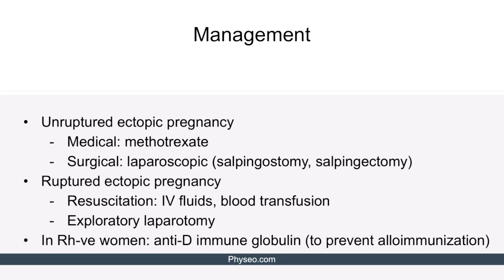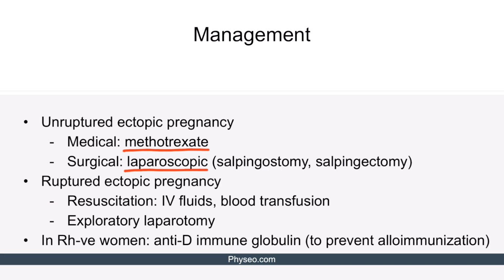Now let's move on to management. Unruptured ectopic pregnancy can be managed medically or surgically. Methotrexate is the drug of choice for medical management only in unruptured cases. Surgical management includes laparoscopic salpingostomy or salpingectomy.